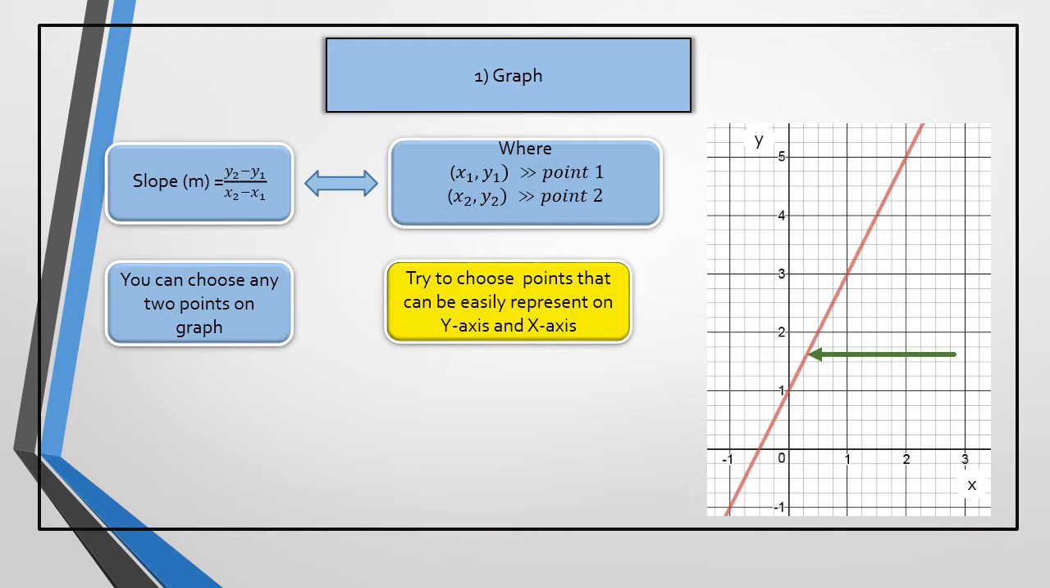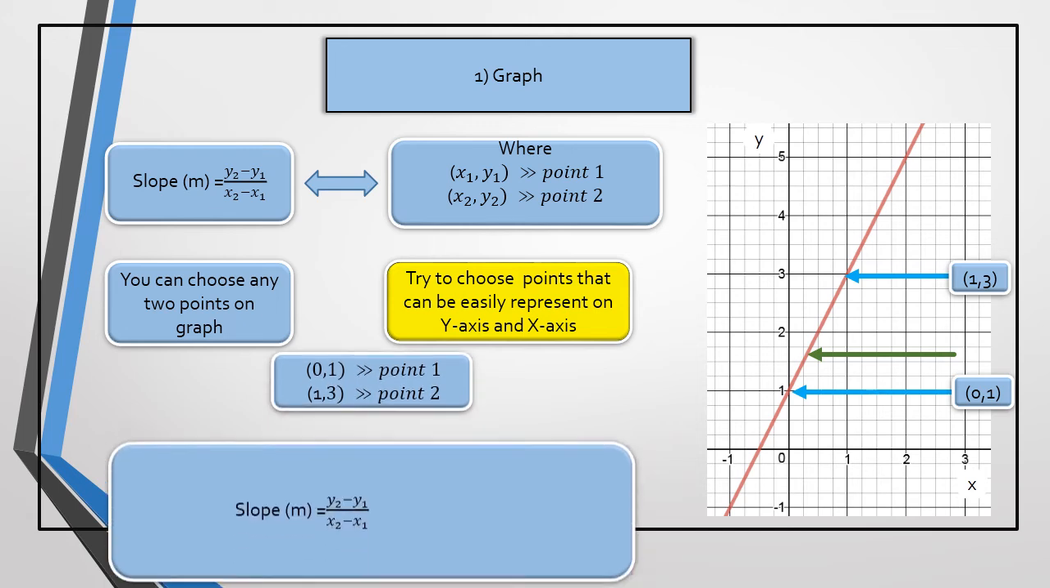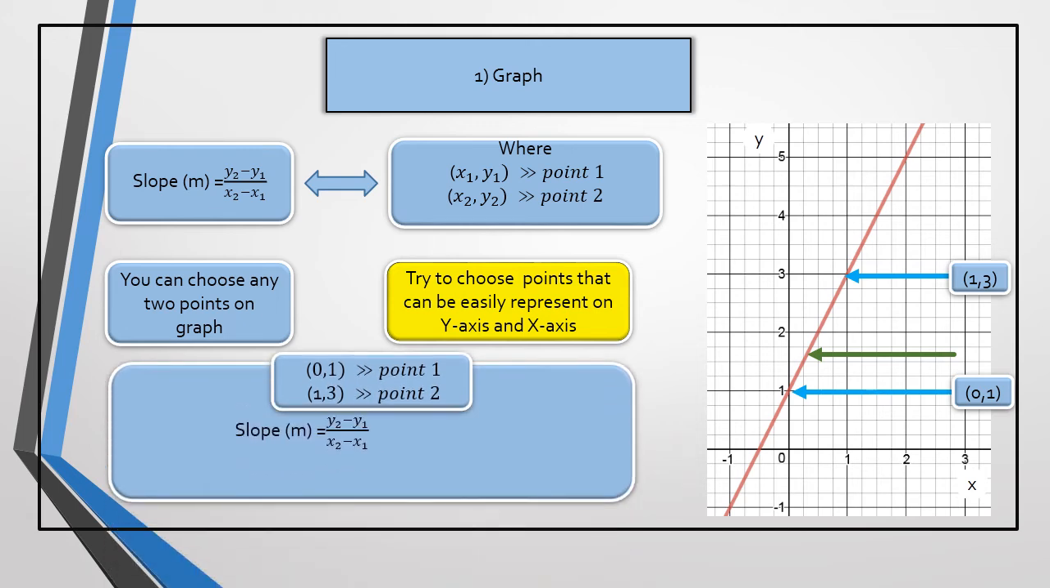Let's start by choosing the y-intercept point, which is equal to (0, 1). And we can choose the second point, this point, which is easily represented on x, which is equal to 1, and on y, which is equal to 3. Then our two points will be (0, 1) and (1, 3). We can substitute in the slope equation. Then it will equal 3 minus 1 over 1 minus 0, which is equal to 2 over 1, which is equal to 2. Then the slope of this line is equal to 2.